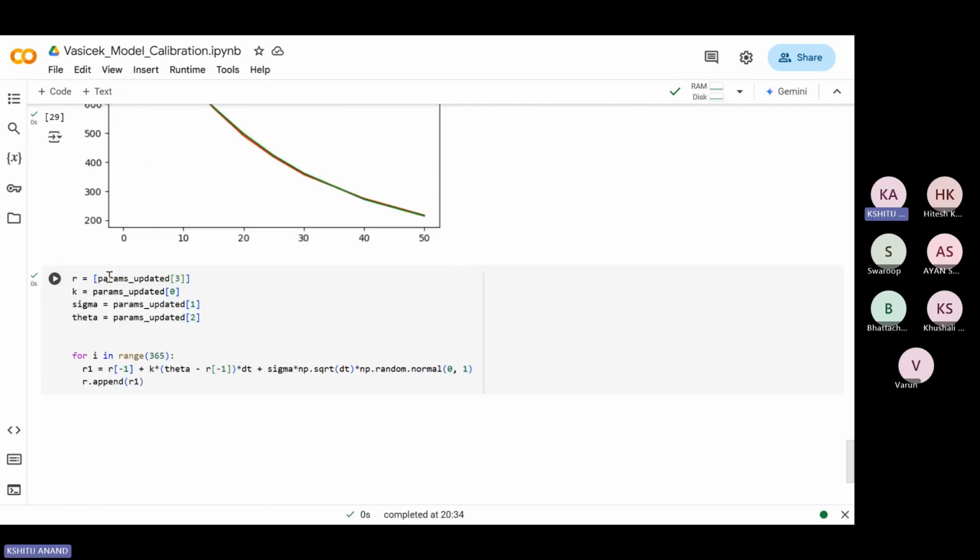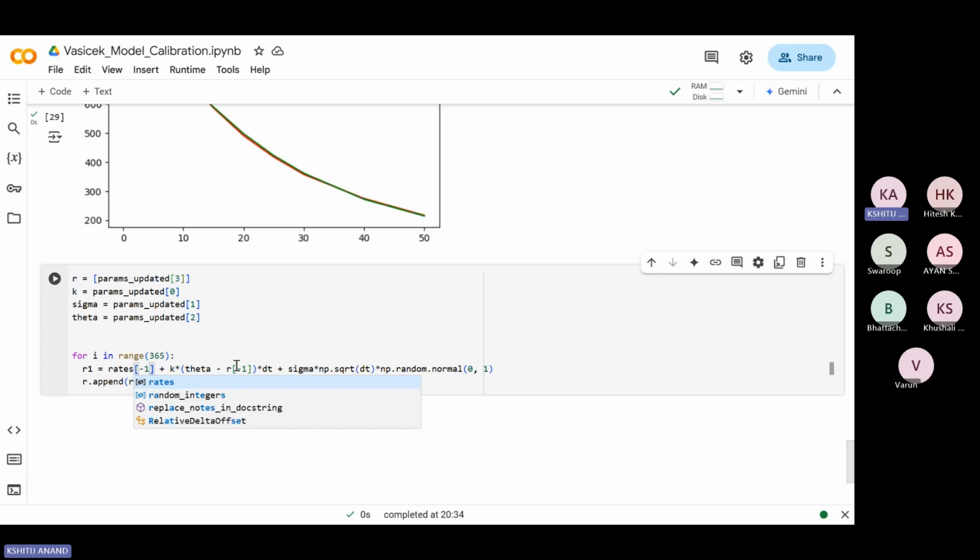And you can use the updated parameters to simulate again, because initially we simulated using an arbitrary set of parameters. So now you can replace R1 with R rates. Sorry, let it be R1. Let us just replace the list by R rates. Any questions so far?